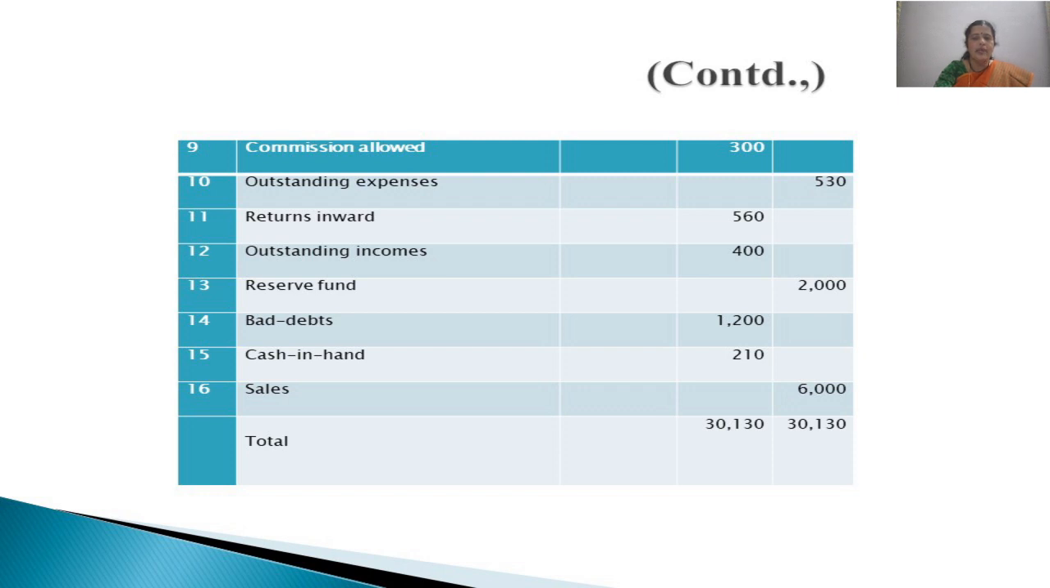Then outstanding incomes. You have already given the service, but the person who received service from you has not given you that amount, but it will definitely reach you one day or the other. That is why treat it as an asset.